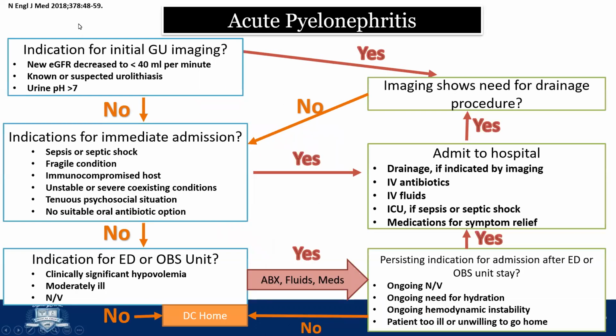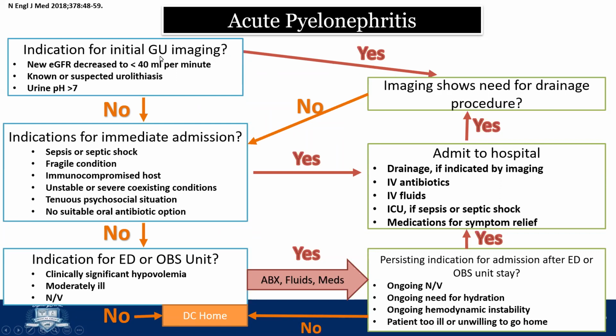This is an algorithm from a New England Journal article on acute pyelonephritis, and it's a nice algorithm. We'll start here: you have someone you suspect has pyelonephritis. Indications for getting imaging are a GFR decrease of less than 40 per minute, a known or suspected kidney stone, or a urine pH greater than 7. Then yes, you should obtain imaging, a CT or ultrasound.